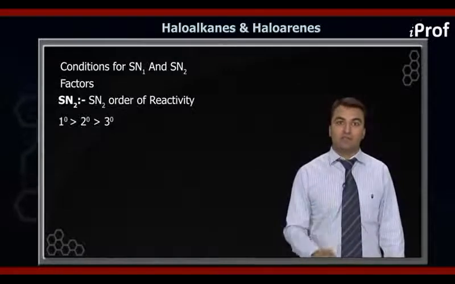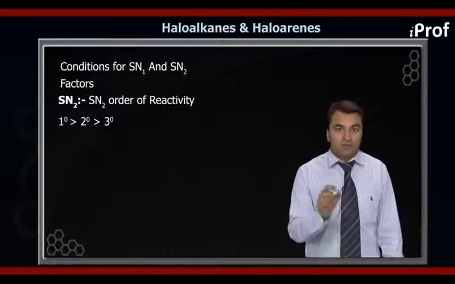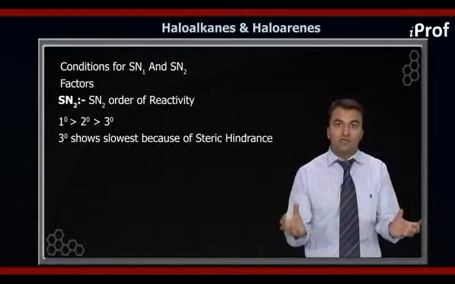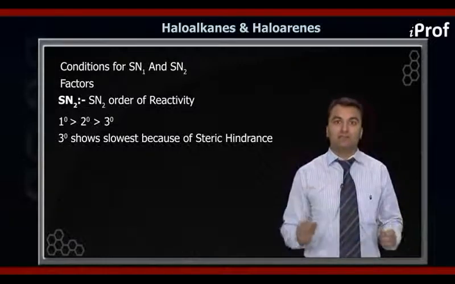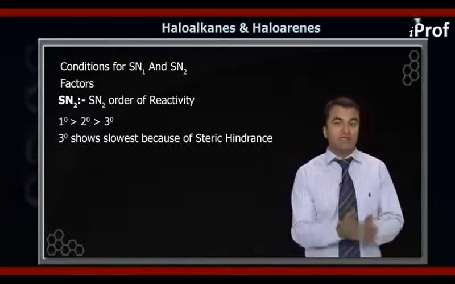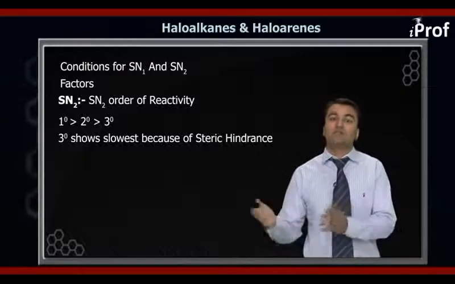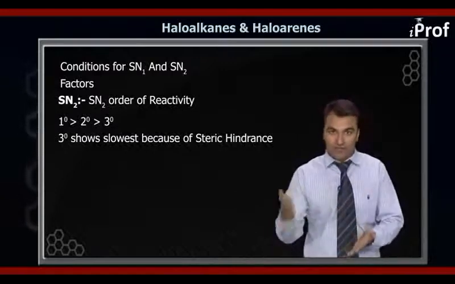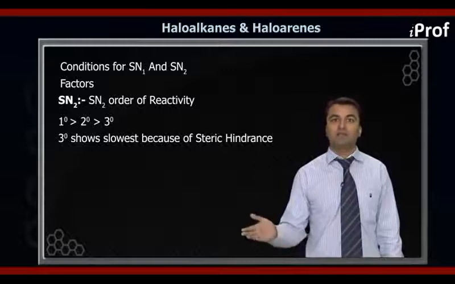This is because a nucleophile attacks on the compound. If a compound is 3 degree, due to steric hindrance, that is a repulsive force, the nucleophile will not be able to attack the compound easily. That is why 3 degree compounds show nucleophilic substitution at the slowest rate, and that is why the order of reactivity of the compounds for the SN2 mechanism is 1 degree, 2 degree and then 3 degree.